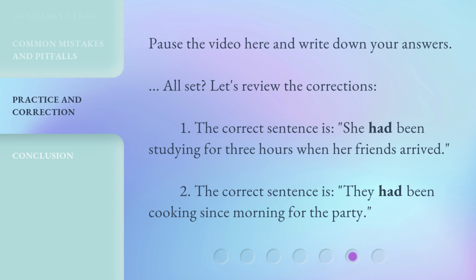All set? Let's review the corrections. 1. The correct sentence is, "She had been studying for 3 hours when her friends arrived." 2. The correct sentence is, "They had been cooking since morning for the party."